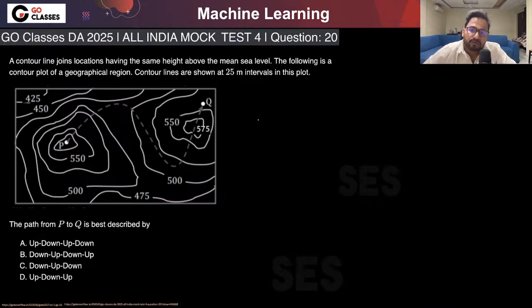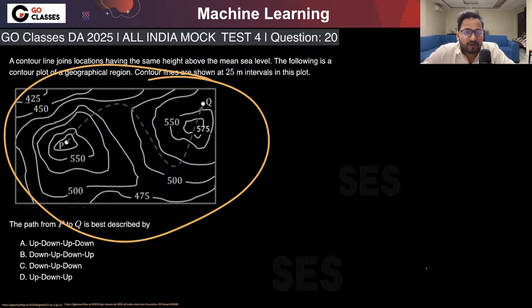Now let's just solve this question. Let me see if you can answer this question. This question I asked in AIMT 4. This was question number 20. So what they are saying, a contour line joins locations having the same height above the mean sea level. The following is the contour plot of a geographical region. Generally we also have contour plots for our machine learning functions, or for hill areas. In hill areas also people have contour plots. So basically this is the contour plot for the geographical region.